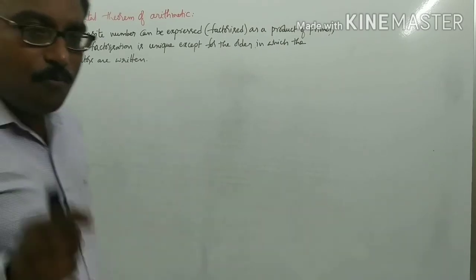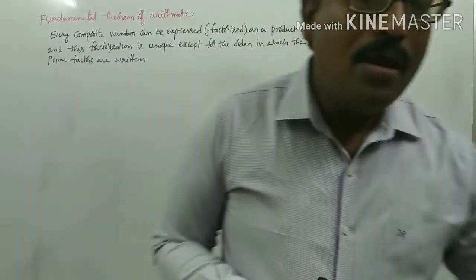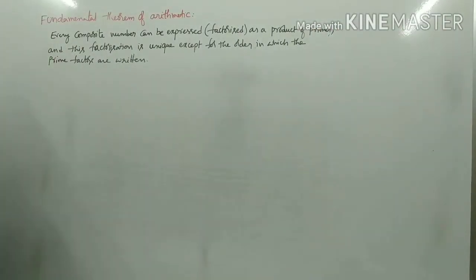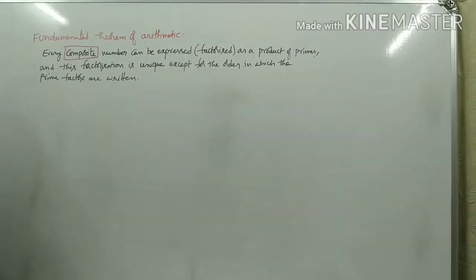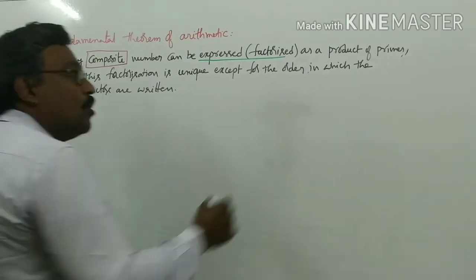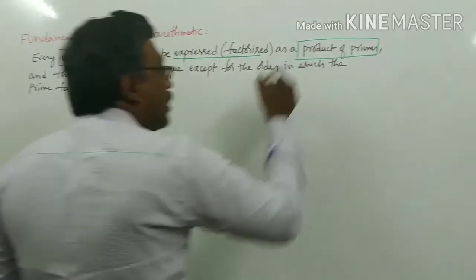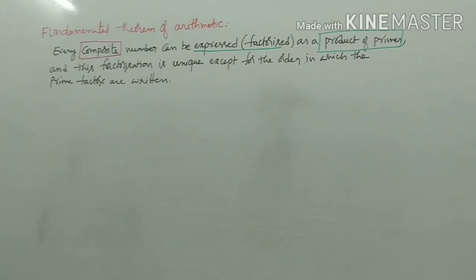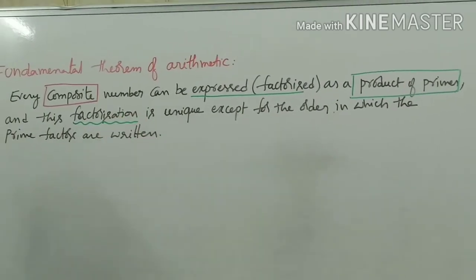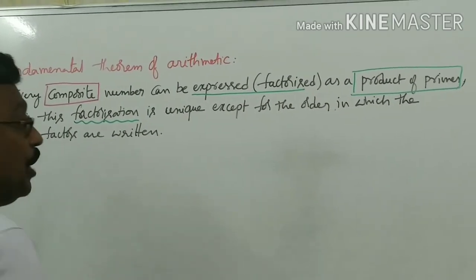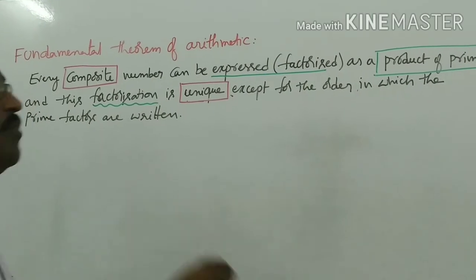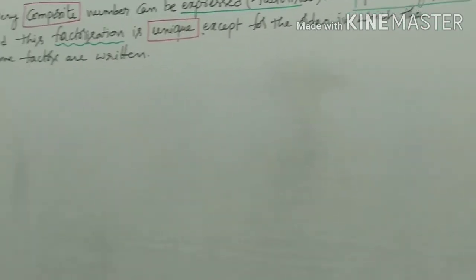Now we'll discuss the fundamental theorem of arithmetic. The fundamental theorem of arithmetic means every composite number can be expressed or factorized as a product of primes, and this factorization is unique except for the order. I will show you how it is.